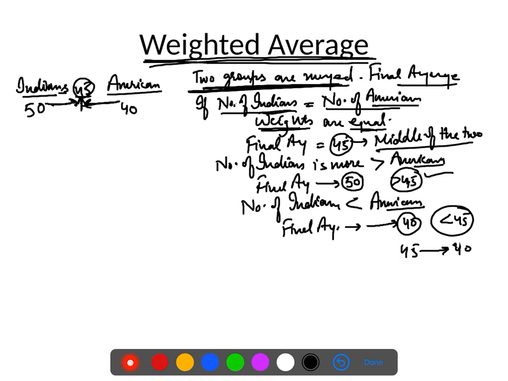Same weights, same number of people on both sides, the average will be the exact midpoint. Otherwise it will shift towards the heavier pan. So let's take one example here. 50 is the number of Indians, 40 is the number of Americans. Let's say after clubbing, it's given in the question that the final average becomes 48. After clubbing the groups, this is the final average.